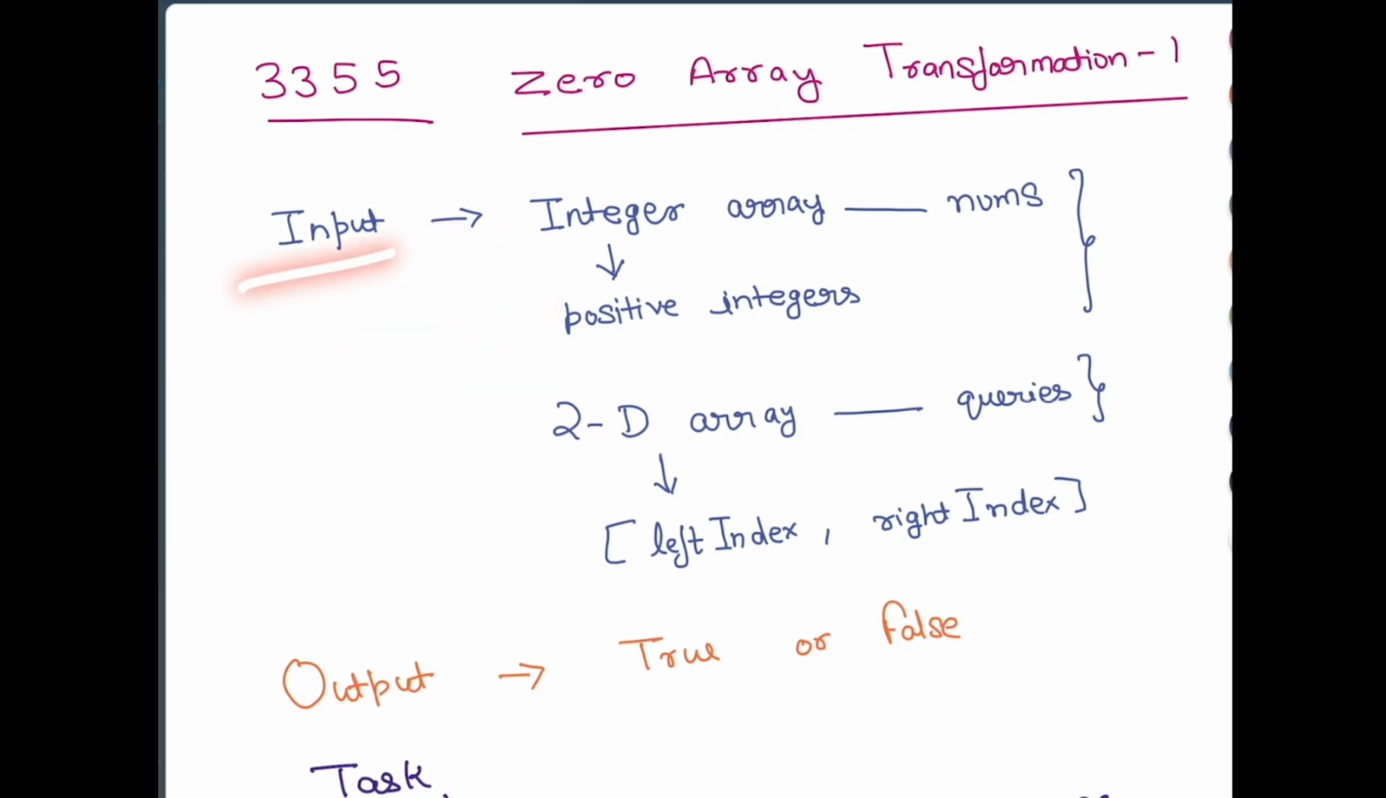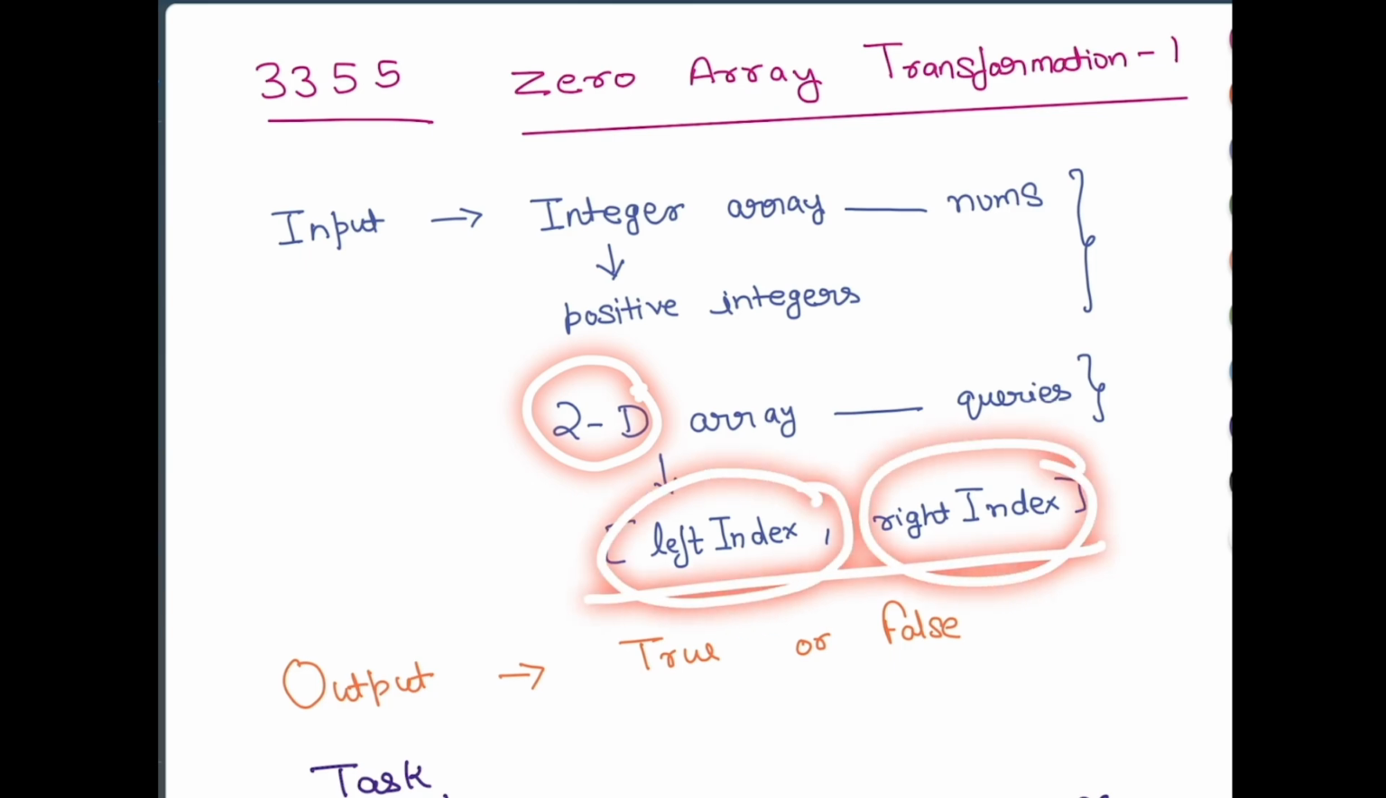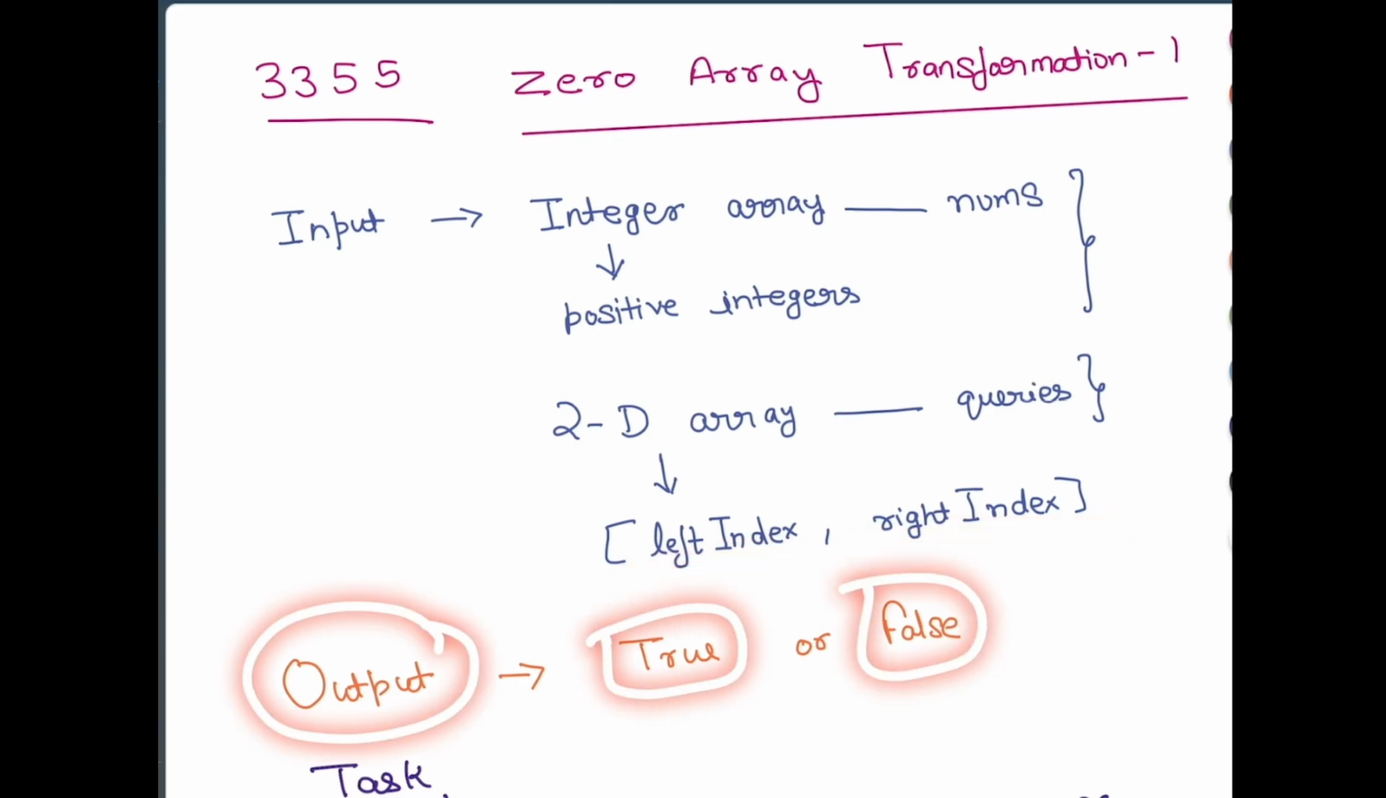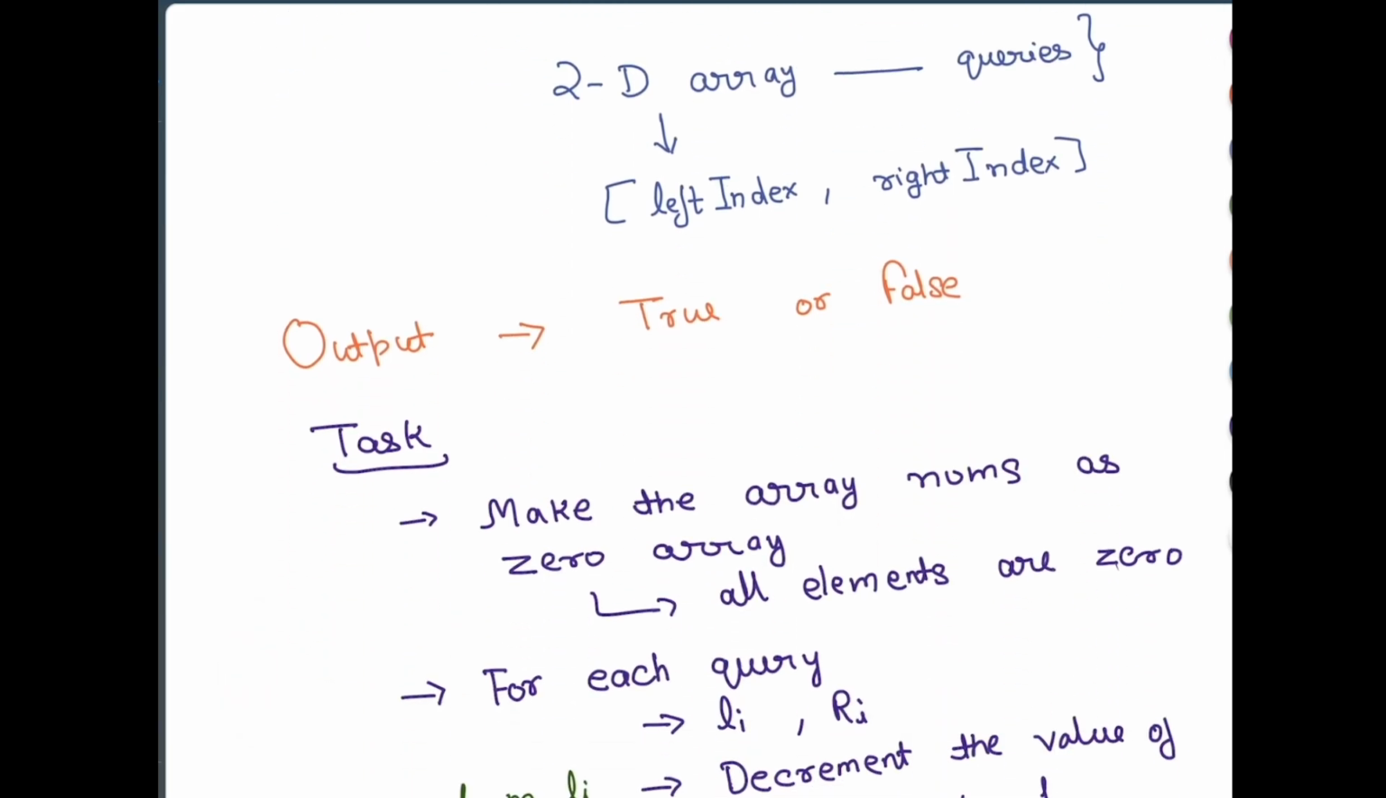In this problem, the given input is an integer array and let's call it nums. All the numbers in this integer array will be positive integers, or it can be 0 as well. There is also one more input which is a two-dimensional array, and let's call it queries. This queries array is a two-dimensional array in which every data is itself an array of two elements, the left index and the right index. Basically, these are the starting and ending indexes which we will make use of when we try to solve the problem. The output which we need to give in the problem is true or false, basically a boolean. And the output is based upon the task.